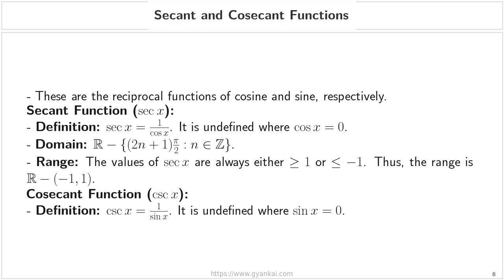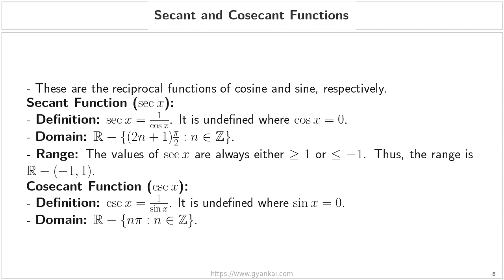Similarly, we have the cosecant function, denoted as cosecant of x. This is defined as the reciprocal of sine, meaning it is 1 divided by sine of x. Consequently, it is undefined whenever sine of x equals 0. Because sine of x is 0 at every integer multiple of pi, the domain for cosecant is all real numbers except for n pi, where n is any integer.